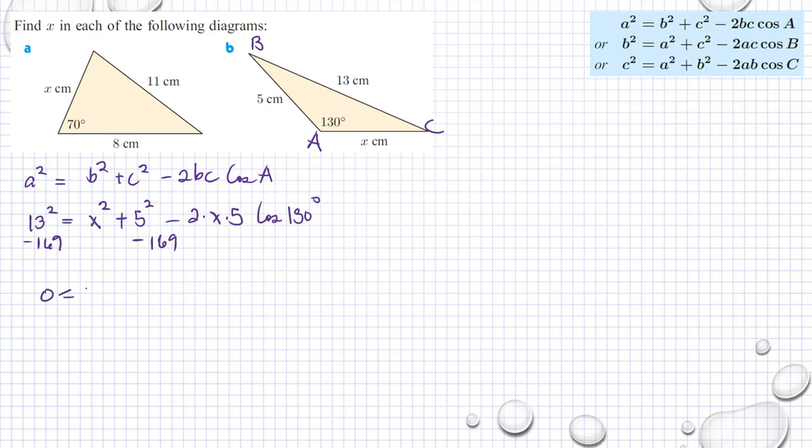Okay, that is 169 equals x squared plus 25 minus 10x multiplied by cosine 130 degrees. Subtracting, 169 minus 25 is 144. So we have x squared minus 10 multiplied by cosine 130 degrees x minus 144 is equal to 0. Negative negative, so that is plus 6.478 x minus 144 is equal to 0.